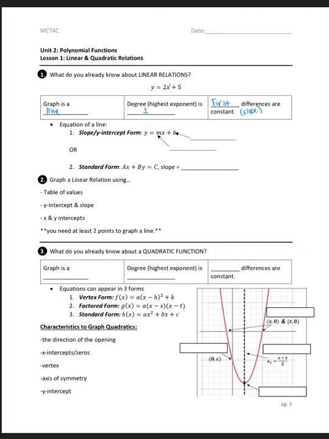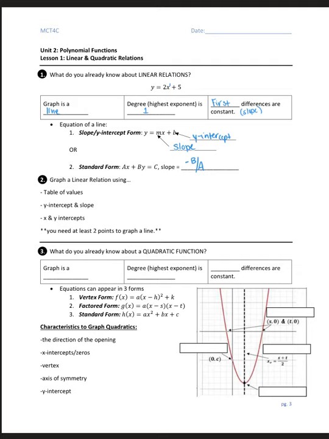There's a couple different ways that we can represent a line. So one of the equations of a line is in slope y-intercept form, where b is our y-intercept, and m is your slope. You could also represent it in standard form, so ax plus by equals c, and your slope in this case is negative b over a. That would represent our slope if the equation was in standard form.